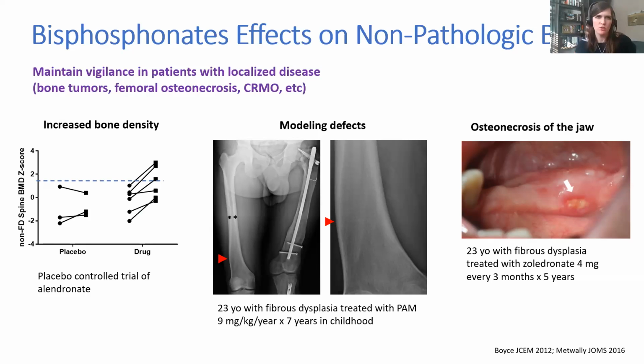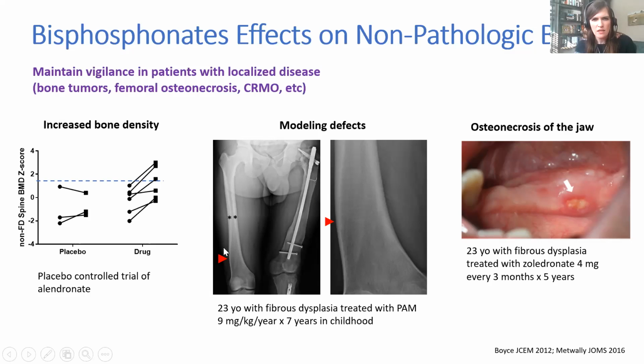When we treat patients with bisphosphonates, we can expect to see increased bone density in their non-pathologic bone. We should also bear in mind the possibility of modeling defects. These x-rays are from a 23-year-old with fibrous dysplasia who has one femur that's diffusely involved and another femur that's not involved, so has normal bone. He received high-dose pamidronate for 7 years during childhood, and you can see that the bone quality in the fibrous dysplasia bone is still quite terrible. However, he has really thick cortices in his normal femur.